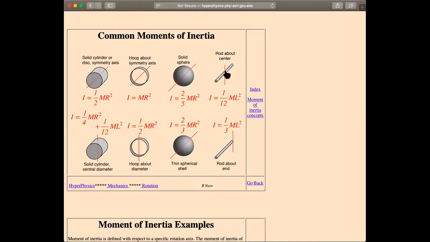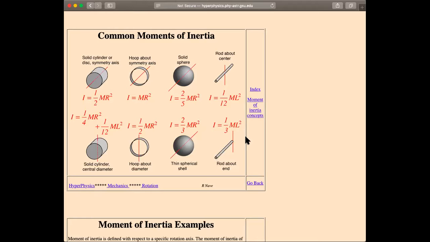If it's a rod rotated around its center, you get 1/12 ml squared. If it's a rod rotated around its end point, then you get 1/3 ml squared. So notice in all cases, the moment of inertia is always some sort of a fraction, some sort of number times m times a length squared. Now, I shouldn't say always. This is for simple shapes. For more realistic shapes, it can be quite complicated.